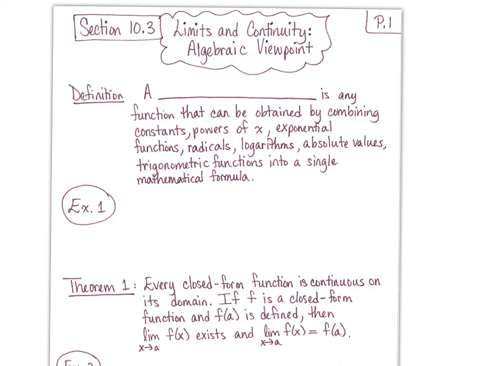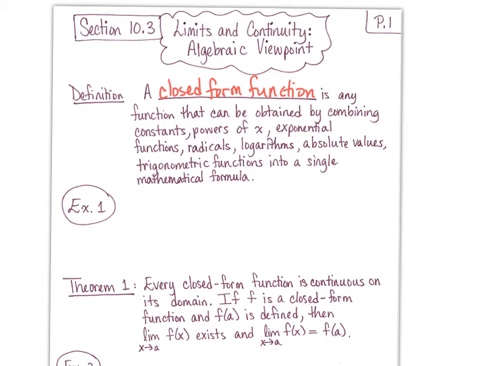Hi, today we're going to talk about limits and continuity from an algebraic viewpoint. Let's start out with the definition. A closed form function is any function that can be obtained by combining constants, powers of x, exponential functions, radicals, logarithms, absolute values, trigonometric functions into a single mathematical formula.